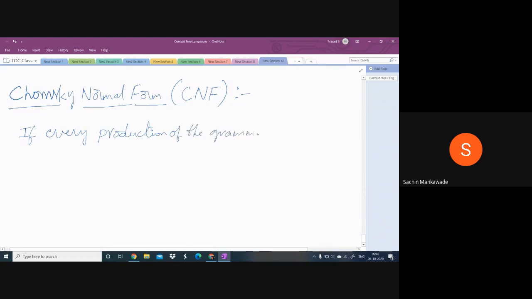If every production of the grammar is of the form A derives BC, or A derives a. Here, these capital letters are non-terminals and the small a is a terminal.